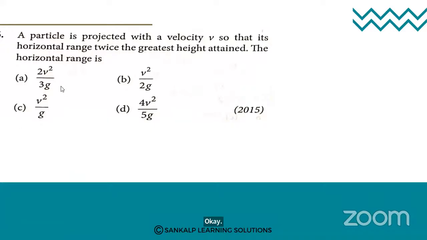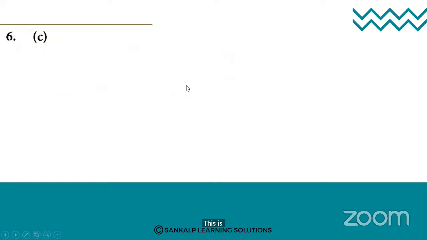Yes, what is the answer? Yes, C is the correct answer. But how, students, see here. As we know both the formulas, the range formula is given by range is equal to u square sine 2 theta divided by g, and the maximum height is h is equal to u square sine square theta divided by 2g.